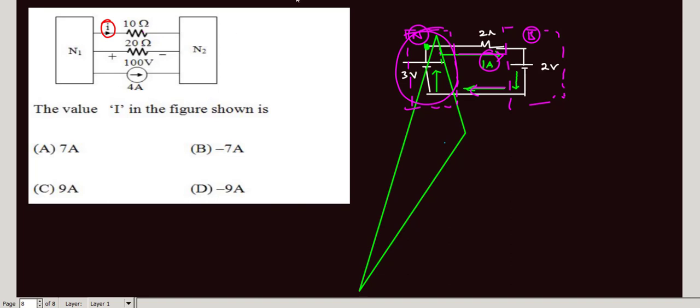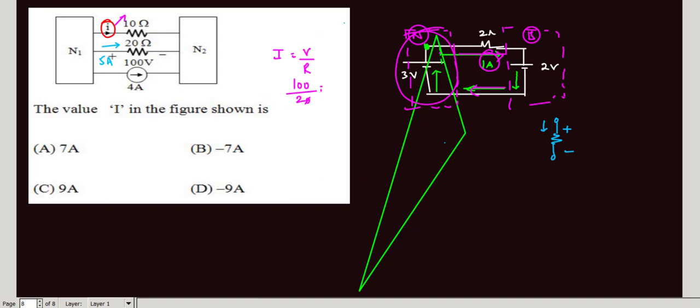Similarly here, let's see what the current flowing here is. He asked what the current flowing through this 20 ohm resistor is. You have 100 volts, so I equals V by R. So 100 by 20, 5 amperes. So what is the current flowing here? 5 amperes, like this. Current through passive elements is always from positive to negative.